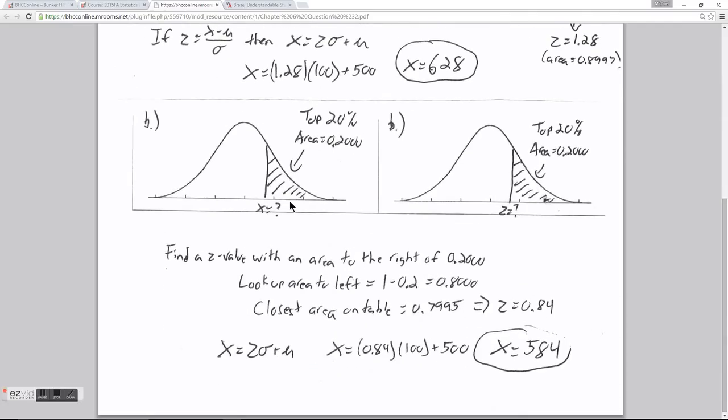I can do a similar method for finding the top 20% in part B. It's the same theory. I want to find a z-value that has 20% of the values larger than it, or an area of 0.2 to the right. So to find this z-value on the table, I'm actually going to look up the area to the left, this blank space, and that's going to be 0.8 because I subtracted 0.2 from 1.